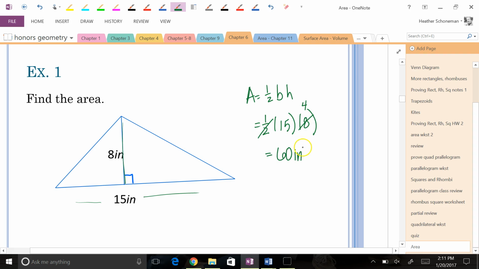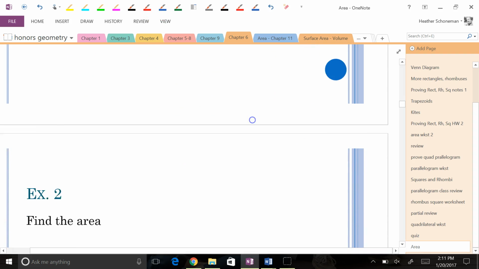And then the label for areas we talked about last time is inches squared. Okay? The reason I just take half of one of the numbers like that is when we get into surface area and volume, writing it that way is going to make it a little bit easier for us. So that's the method I'm going with. Let's look at example 2.